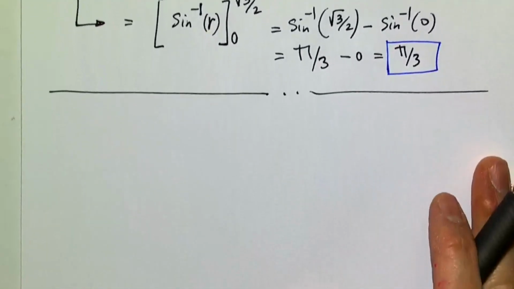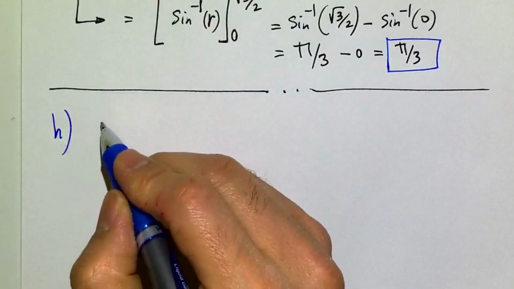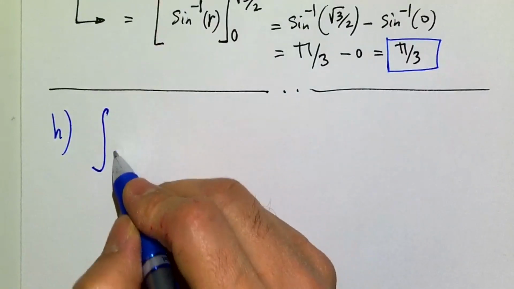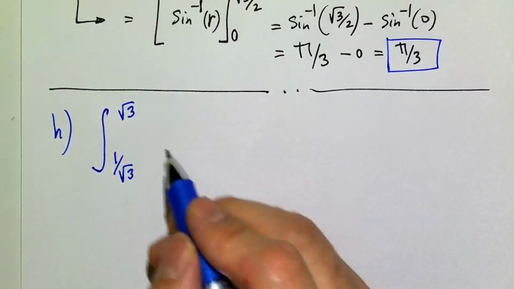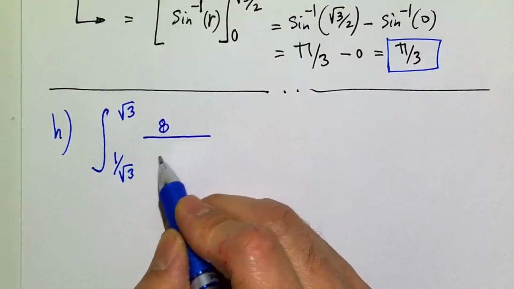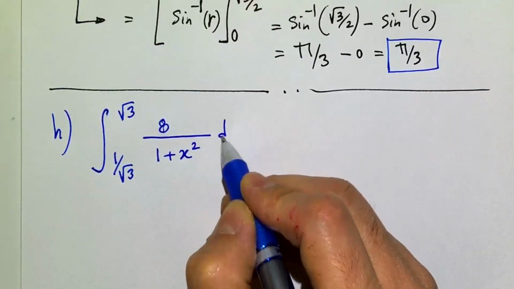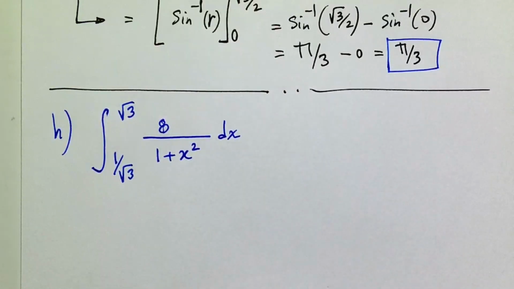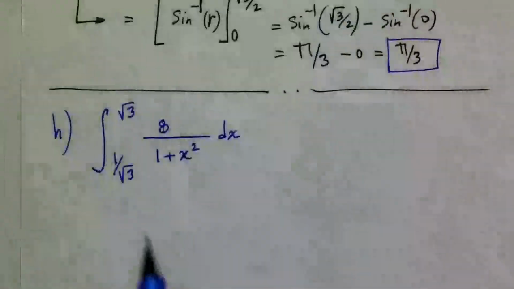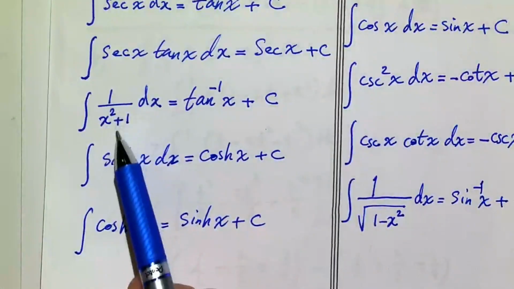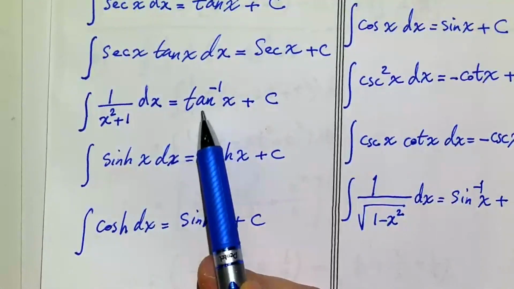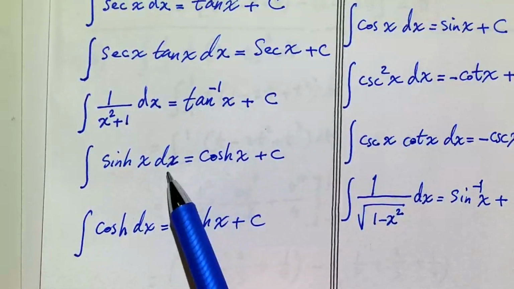Another example would be, suppose we want to find the definite integral from 1 over square root of 3 to square root of 3 of 8 over 1 plus x squared dx. So once you solve a few of these, you'll notice that as soon as something looks familiar, you'll notice it very quickly. I mean, take a look at this. That looks familiar, right? 1 plus x squared in the denominator. Right here, 1 over x squared plus 1 dx has the antiderivative inverse tangent of x.